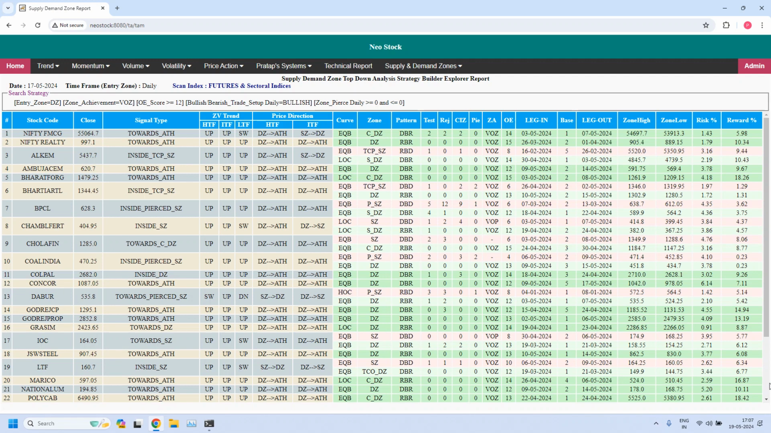So this is the filtered list. Let me scroll down. In case you want to refer to any of these zones, just pause the video, because I'll be giving you only a few seconds each time I move on to the next page or next report.